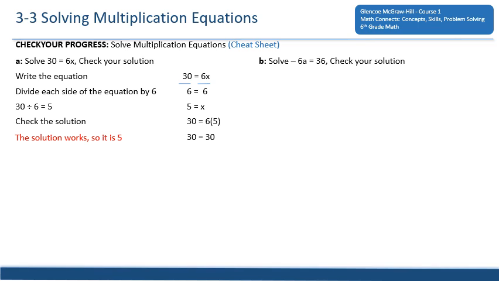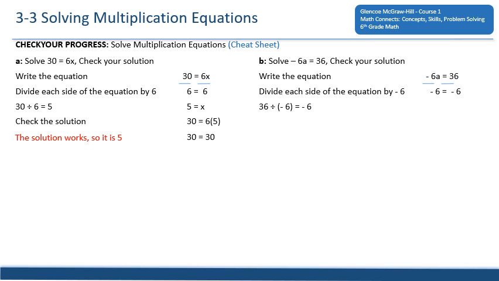Solve negative 6a equals 36, and then check your solution. So let's write the equation, negative 6a equals 36. We need to undo the multiplication of negative 6 times a. So we're going to divide each side of the equation by negative 6. If we divide 36 by negative 6, we get negative 6, and if we divide negative 6a by negative 6, we get a. So a equals negative 6.